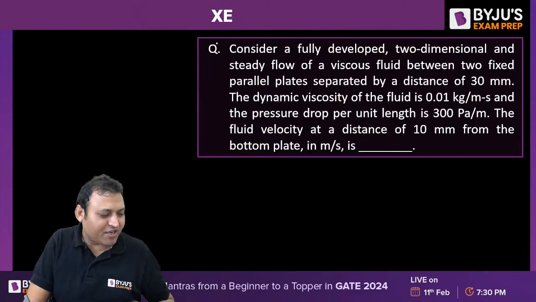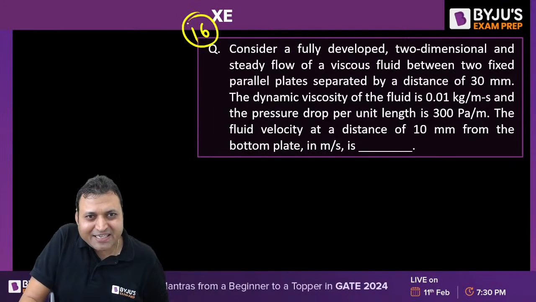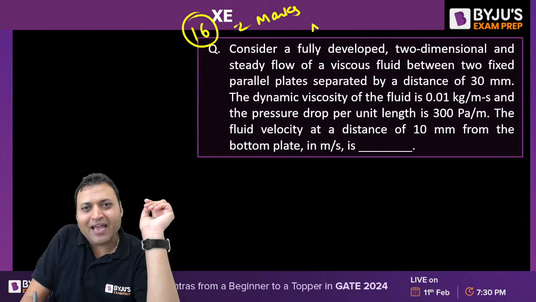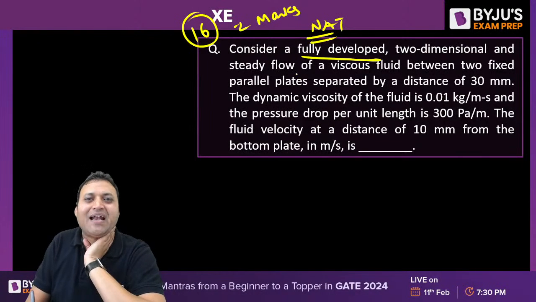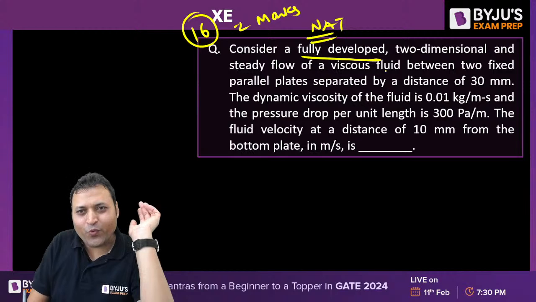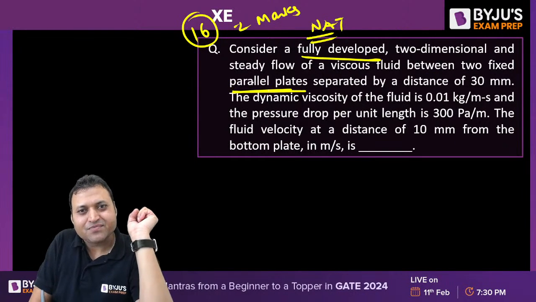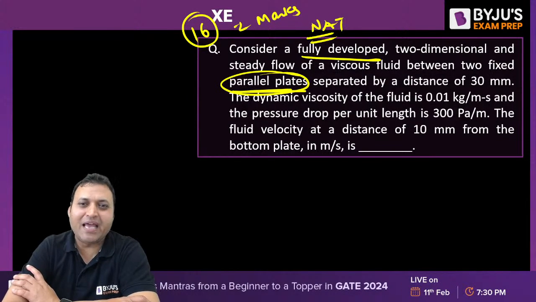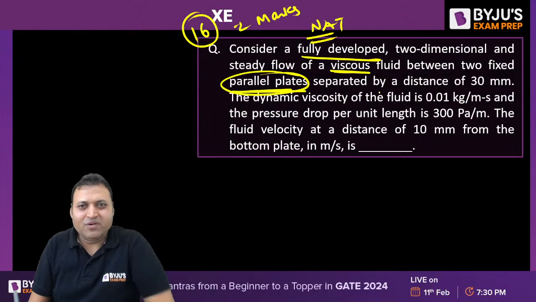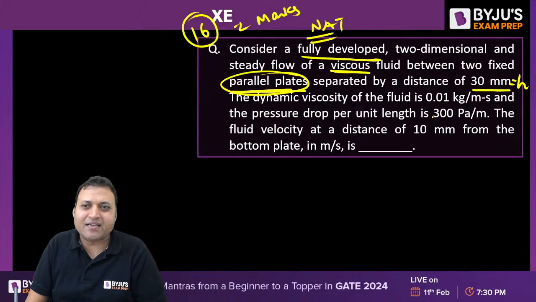Next question. Question number 15 is already done. Question number 16, carrying 2 marks, and it is again a NAT type question. Consider a fully developed 2-dimensional and steady flow of a viscous fluid between 2 fixed parallel plates. It is laminar flow, separated by a distance of 30 mm. So the distance between the parallel plates is 30 millimeter.